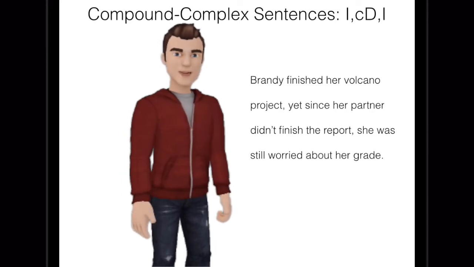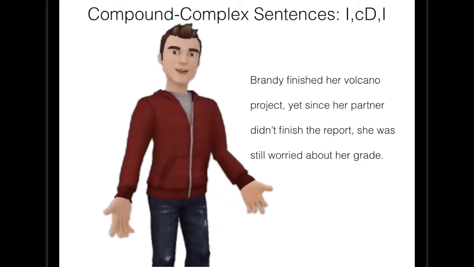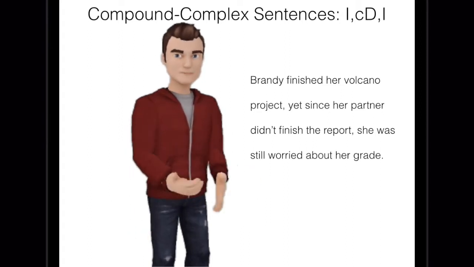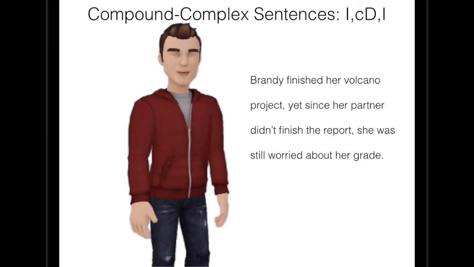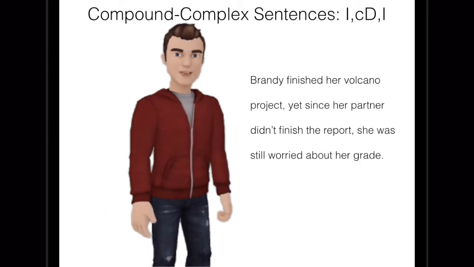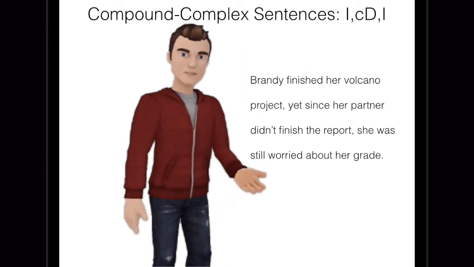The next type, we have I, Ci, D, I. So in this one, the dependent clause is floating again, and remember when we begin with the dependent clause, we're going to have a comma after that. So that's the reason why there are two commas in this one. For our sentence, we have Brandy finished her volcano project, yet since her partner didn't finish the report, she was still worried about her grade.